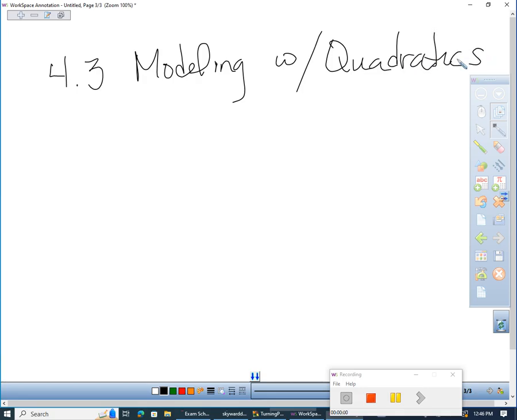Now, we've already done modeling with linear functions. If we had 2 points, we can make a line, right? If I have 2 points, I can only connect those 2 points by a line. That's linear. However, in order to do it by quadratics, we have to have 3 points. You have to have at least 3 points in order to make a U.